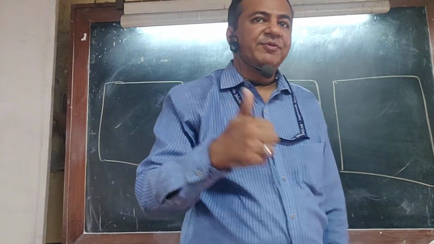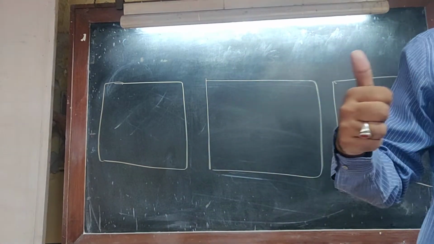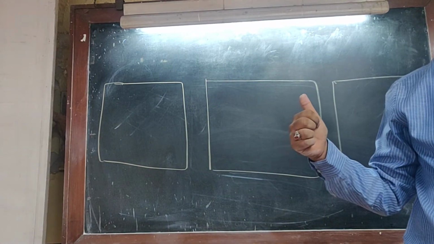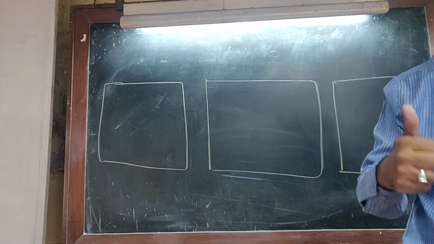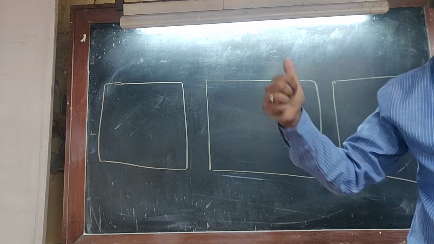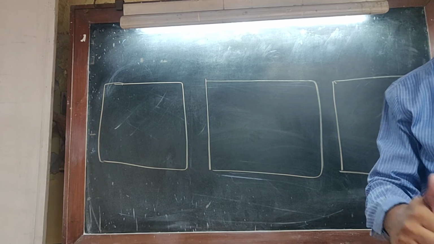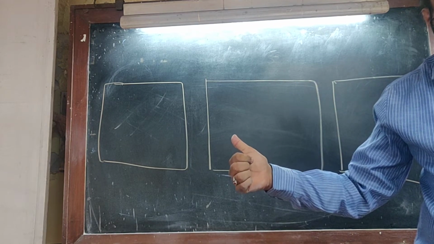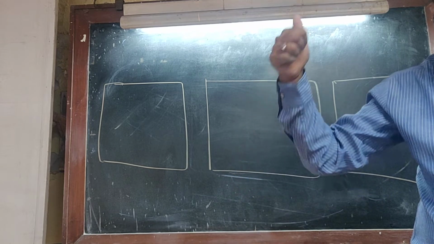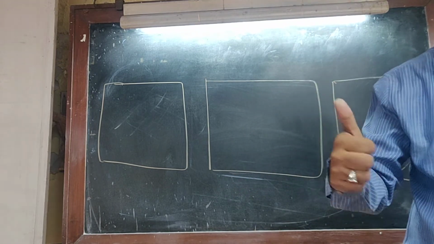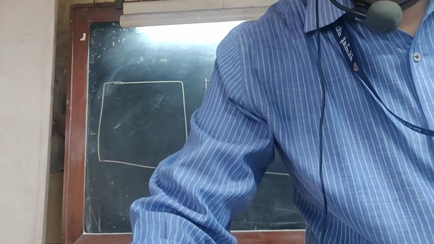Decidua basalis from the mother side. What are the three types of decidua? Decidua capsularis, basalis and parietalis. And what are the two types of chorion? Chorion frondosum and chorion laeve. So the chorion frondosum from the fetal side and the decidua basalis from the maternal side.